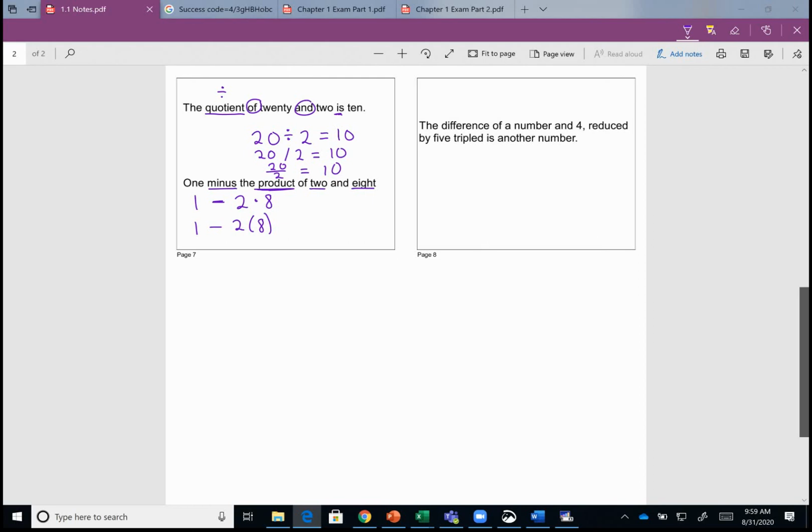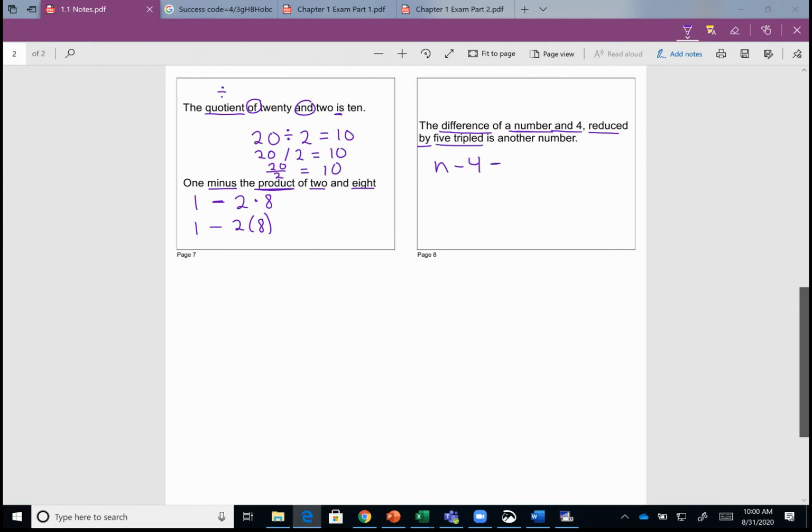Now, if you did try these ahead of me, this last one was definitely the toughest one. It was meant to be a little challenging for us. Lots of things going on in the last one. Let's start at the beginning. The difference, and we have a number and 4. So we have a number minus 4, difference is subtract. Reduced by is also minus.